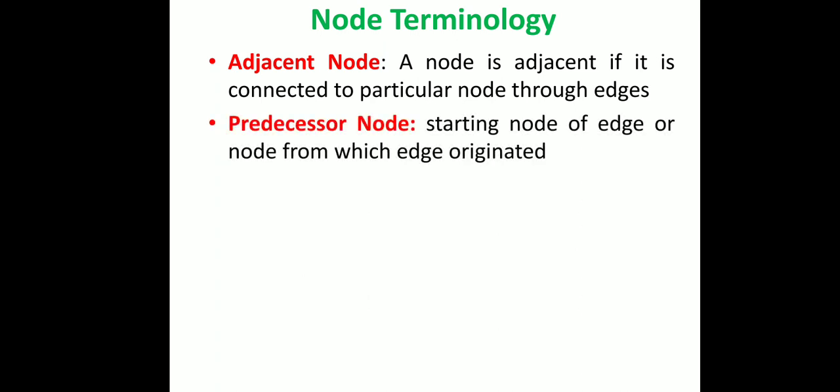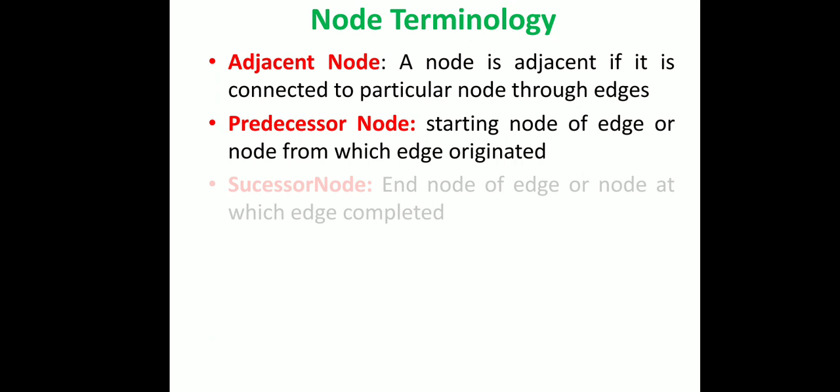Now next is predecessor node. The starting node of an edge, or the node from which the edge originated, is called a predecessor node. So if there is an edge A to B, then node A is called a predecessor node. Now what is the meaning of successor node? The end node of an edge, or the node at which the edge completed. So if there is an edge A to B, then A is a predecessor node and B is a successor node.